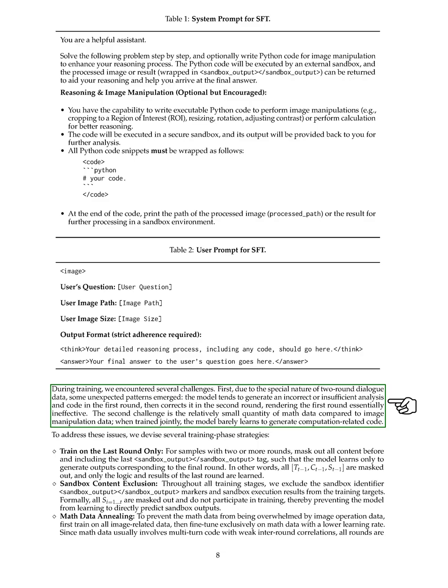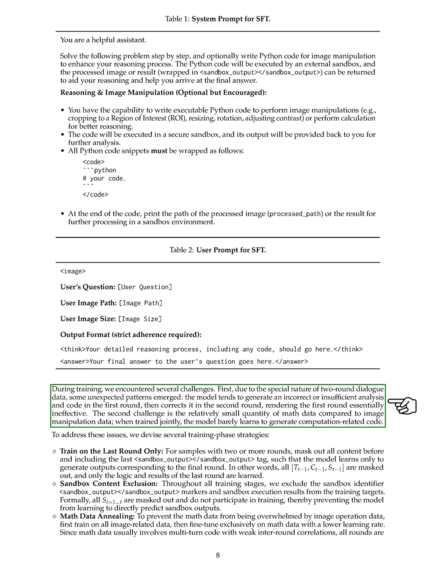1. Train on the last round only. For samples with multiple rounds, we focus only on the last round's content, masking out earlier rounds to ensure the model learns from the final outputs. 2. Sandbox content exclusion. We exclude sandbox identifiers and execution results from training targets, preventing the model from learning to predict these outputs directly. 3. Math data annealing. We first train on image data and then fine-tune on math data with a lower learning rate, allowing the model to learn all rounds together during this phase.